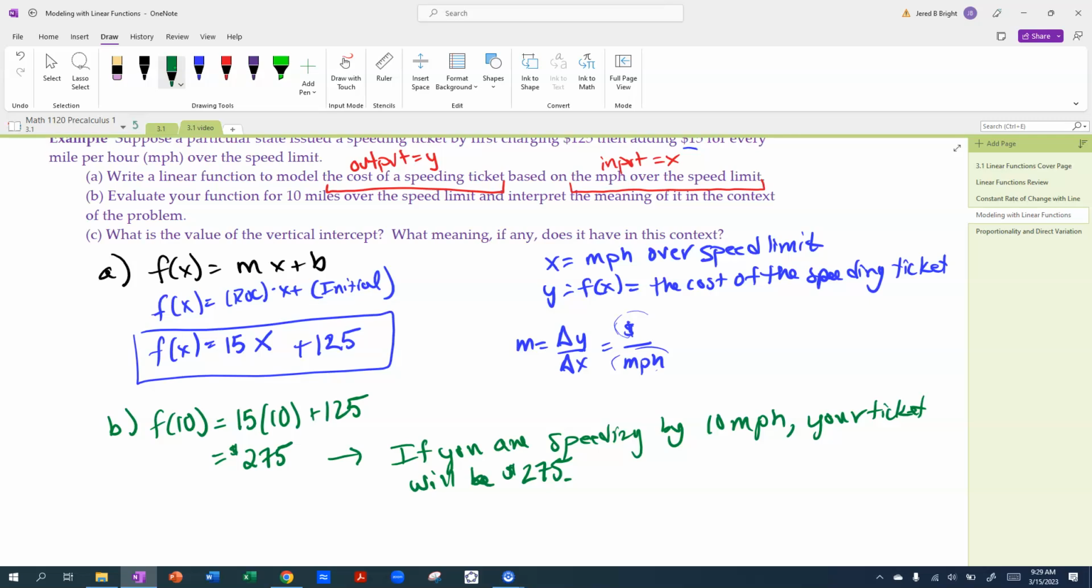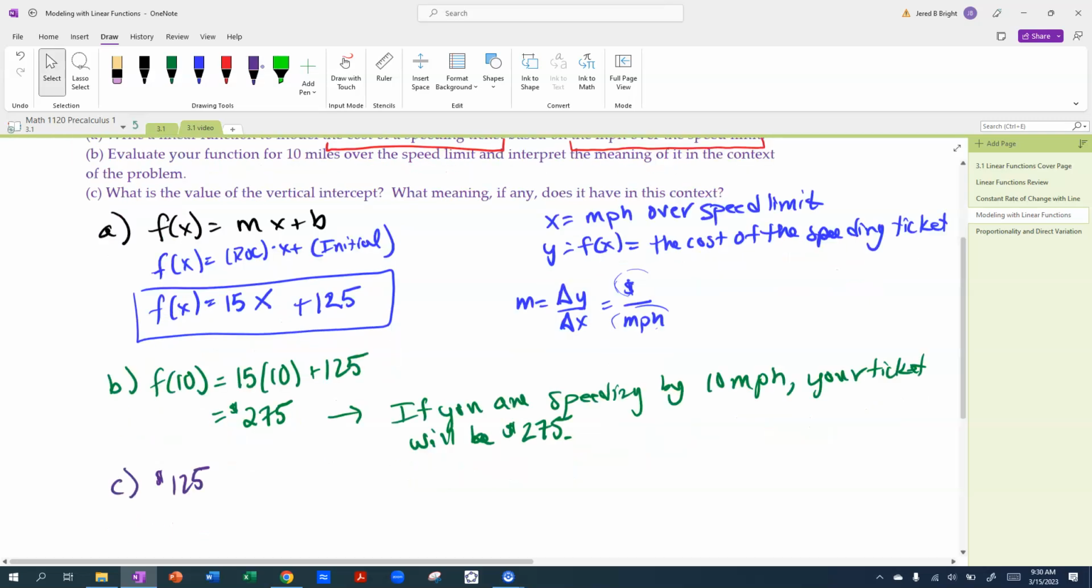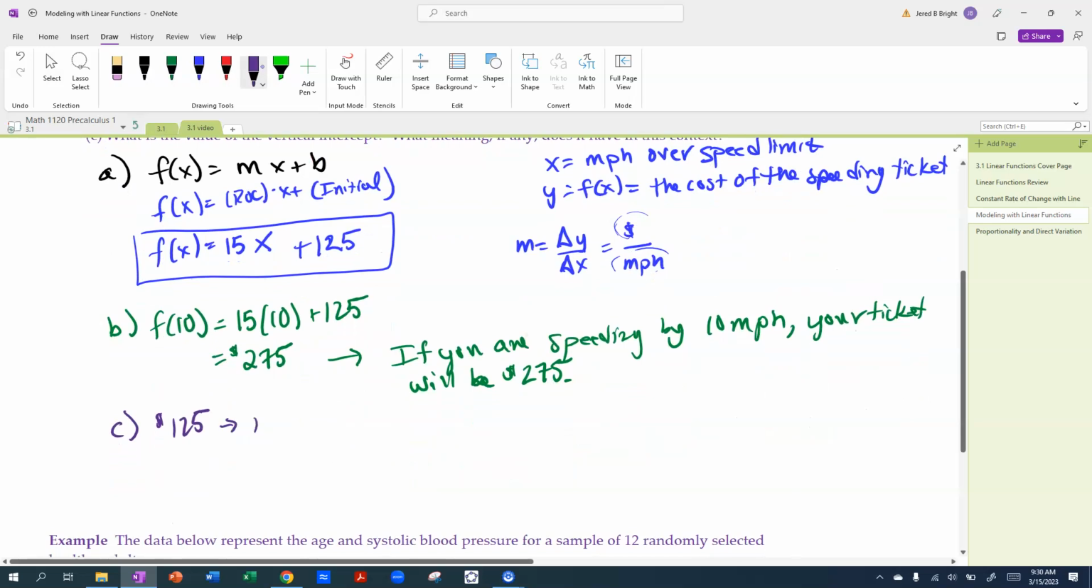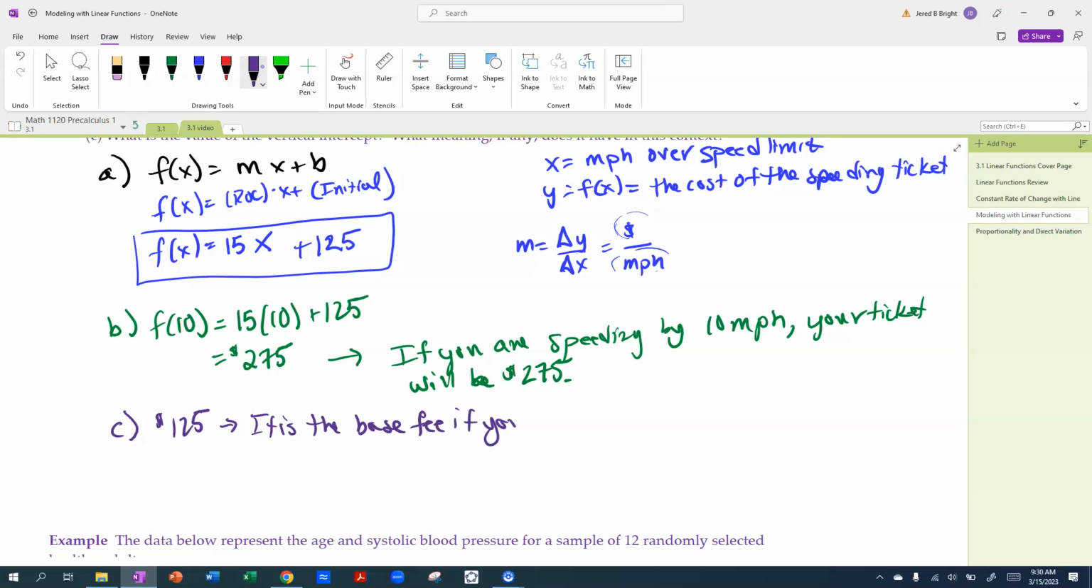There we go. Part C, it says, what is the value of the vertical intercept? So vertical intercept is our initial value. So for C, this is $125. And what meaning, if any, does it have in this context? Well, that just means it is the base fee if you are caught speeding. And you can expand on this, like you can also say, if you pay that amount in addition to $15 for every mile an hour you're over, et cetera, et cetera.